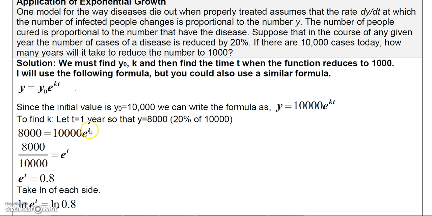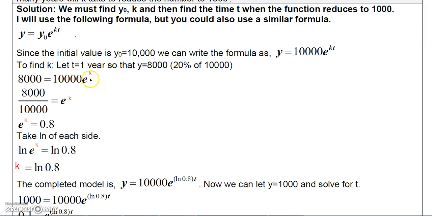So what we can do is put in 1 here for t, and that'll give me e to the k. That should be a k right there, not a t. Okay, so let me fix that real quick. So as I said, that should be e to the k. So letting t equal 1, you get 10,000 e to the k, and we know when t is 1, the y value, or the population, would be 8,000.